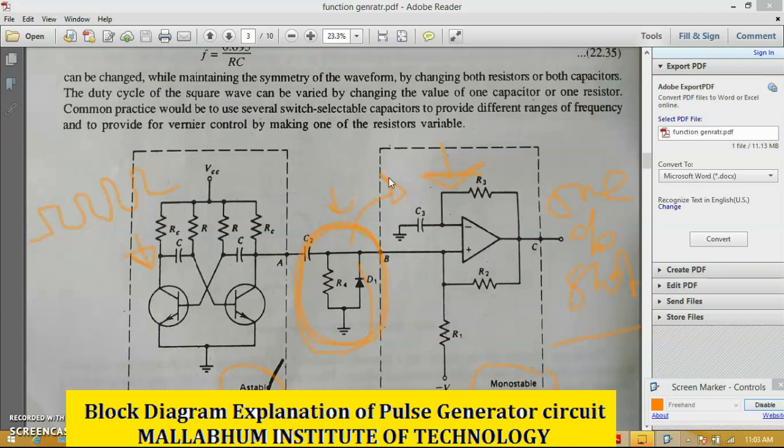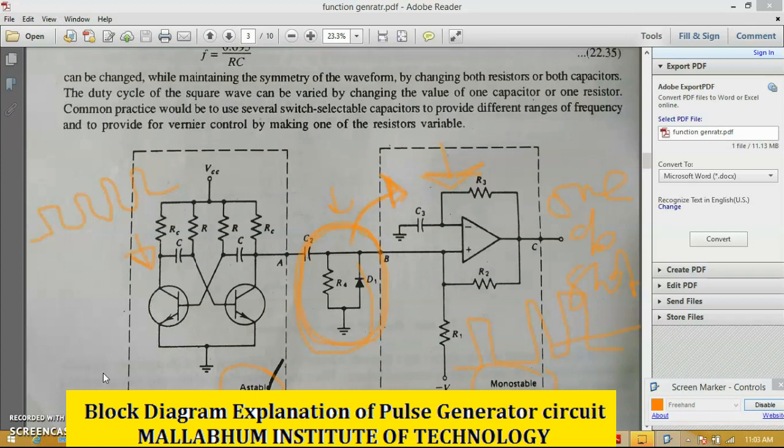As soon as the triggering happens, the monostable circuit provides a spike like that. In this way we can also generate a pulse. I am again repeating, the astable multivibrator provides a square wave, and the monostable multivibrator gets a trigger from the previous circuit, providing a small duration spike to the output waveform.